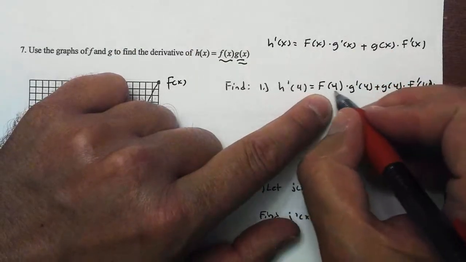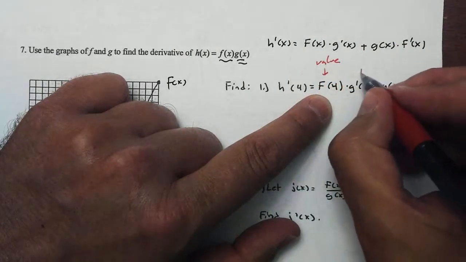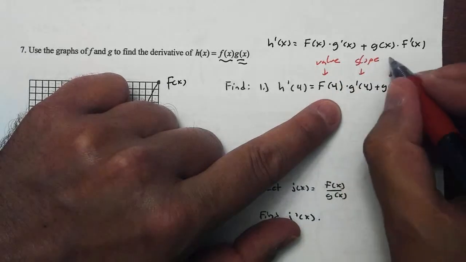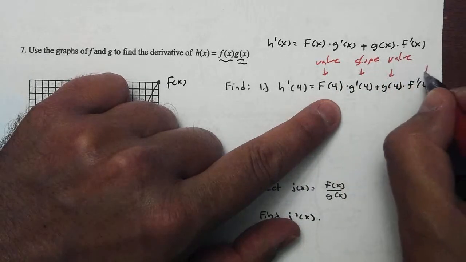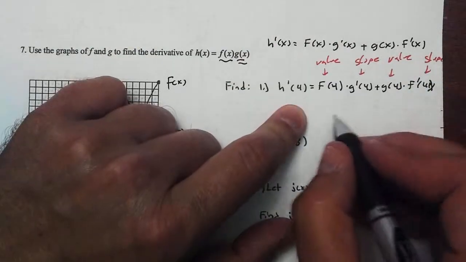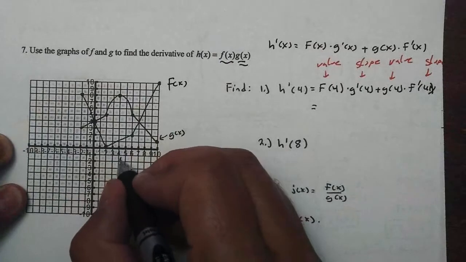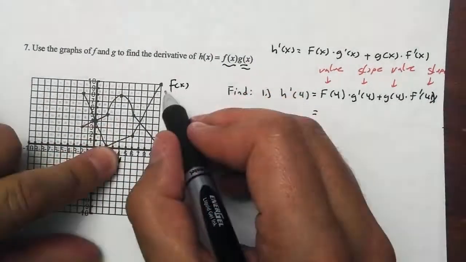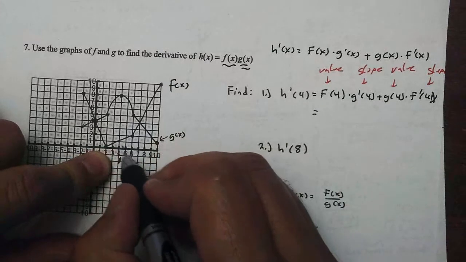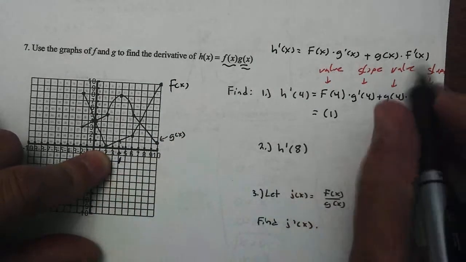Well, notice this is f of 4, but there's no prime, so they want the value of f at 4. Here they want the slope of g at 4, the value of g at 4, and then they want the slope of f at 4. So let's go ahead and try this. So here's 4 right there. Here's 4. So there's f. I want the value of f at 4. So if I look at the value, f of 4 appears to be about 1. I'm going to guess that.